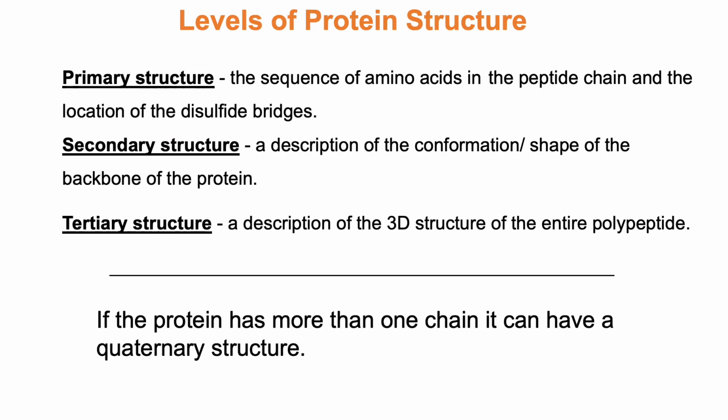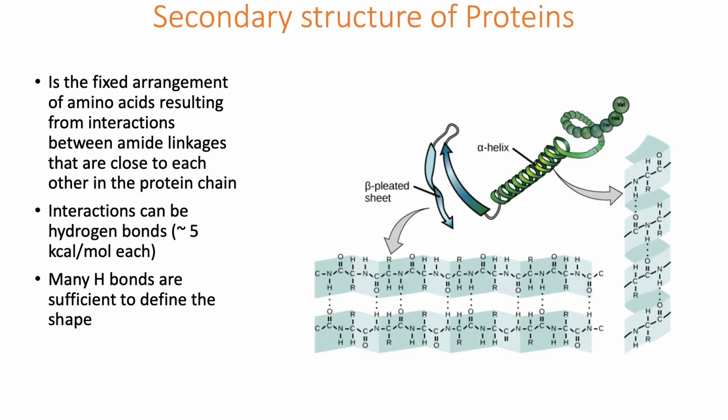So, the protein structures can be classified as primary, secondary, and tertiary structures. And if the protein has more than one chain, it can have a quaternary structure. Looking at the primary structure, the simple linear sequence of the amino acids in the peptide chain, along with the disulfide bridges formed between the sulfur atoms in amino acids, is the primary structure.